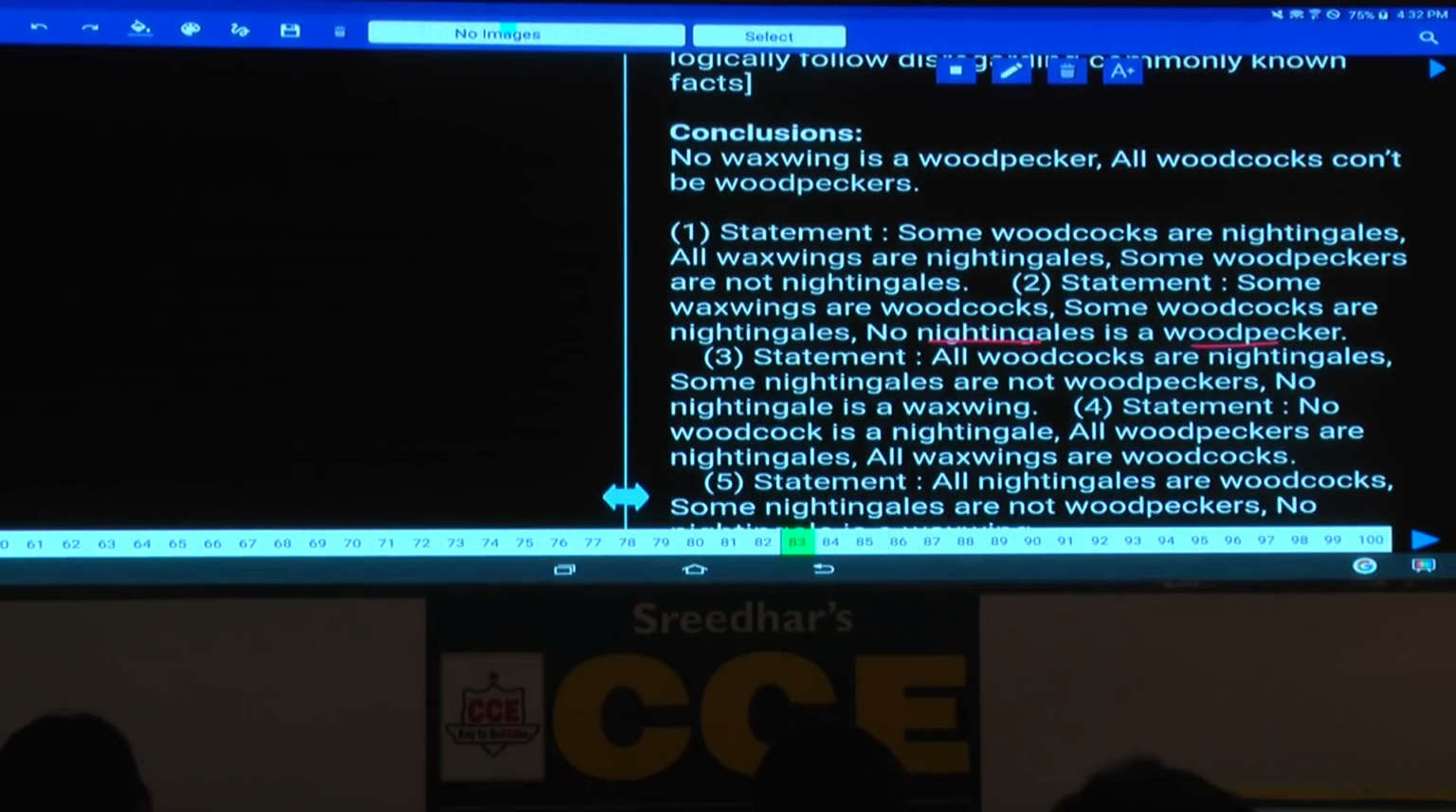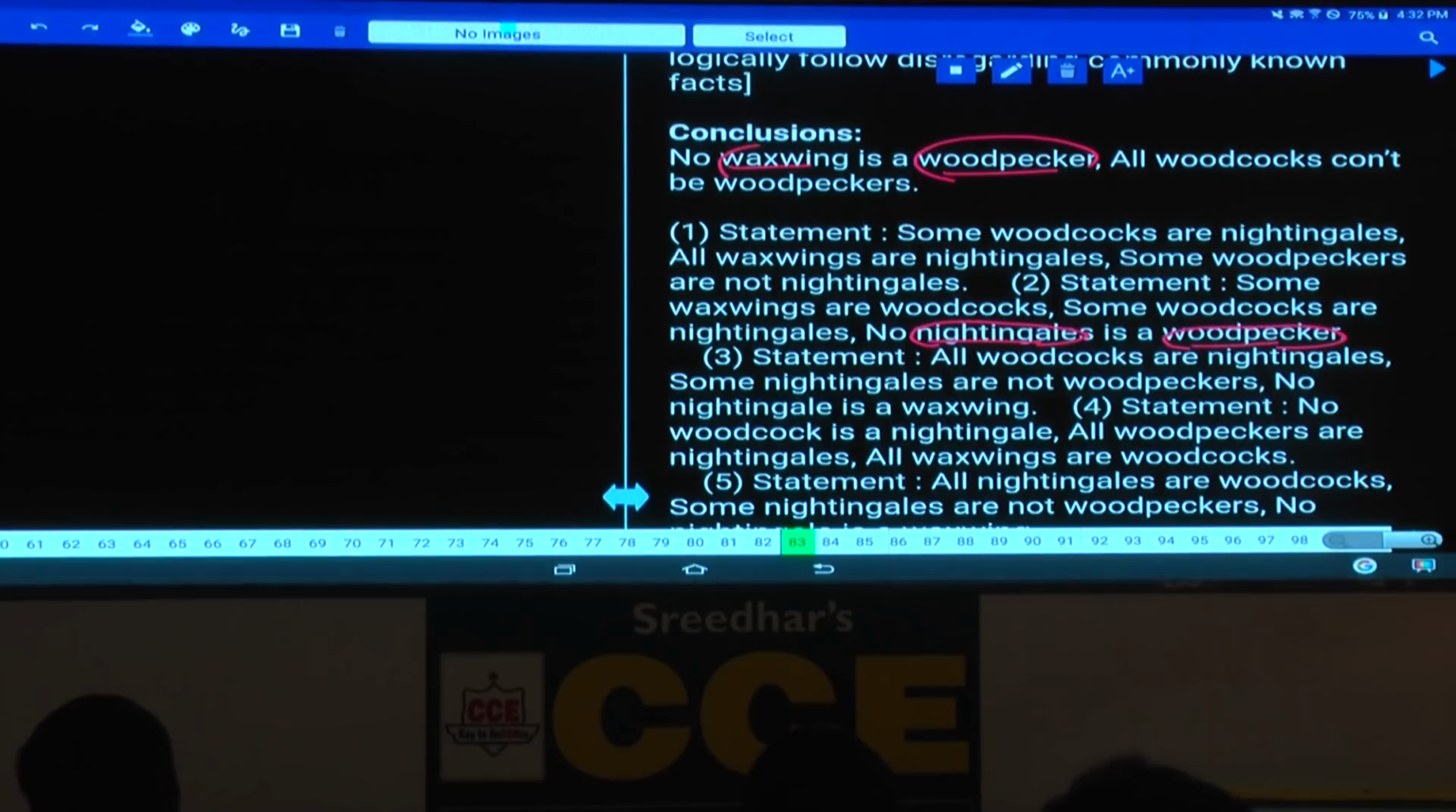Now, sir, what is no here? No is waxwing and woodpecker. Here we are having woodpecker, and here also we are having woodpecker. That means woodpecker will remain as it is. Now this nightingale should go and waxwing should come to this place, and the statement must be in between waxwing and nightingale.